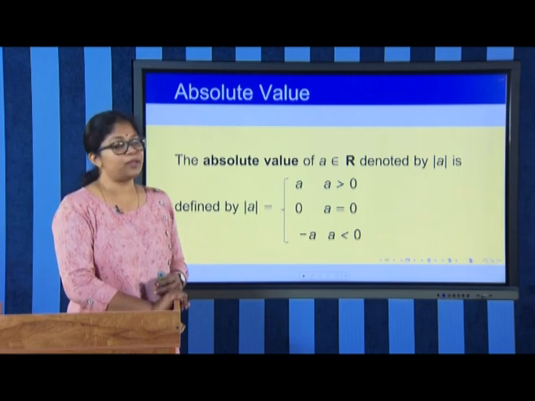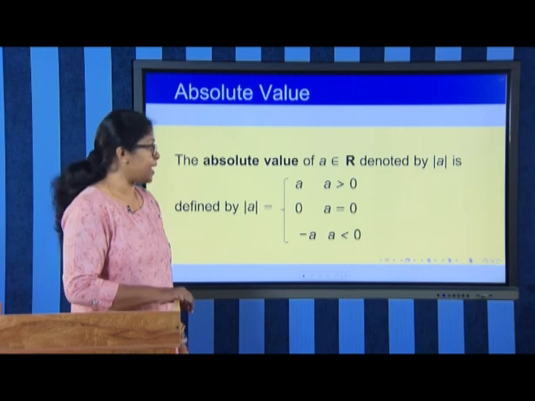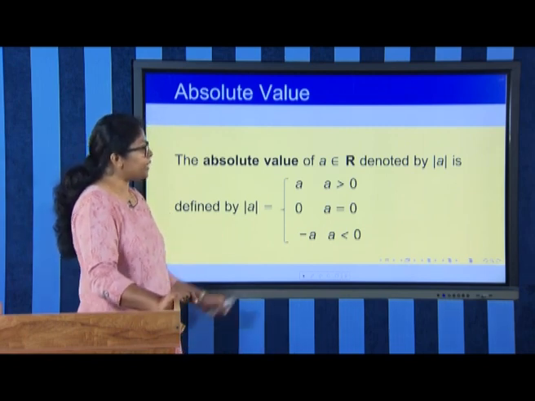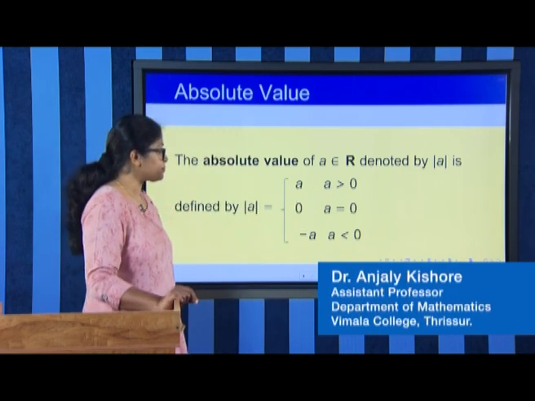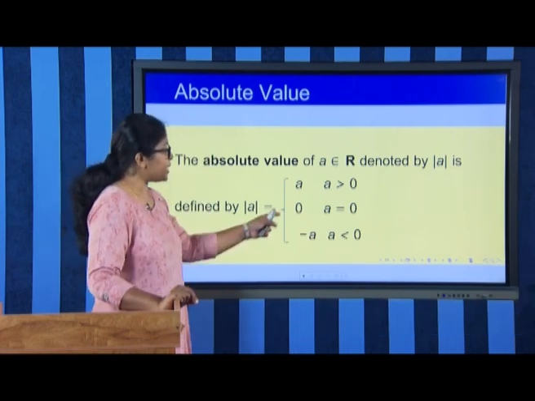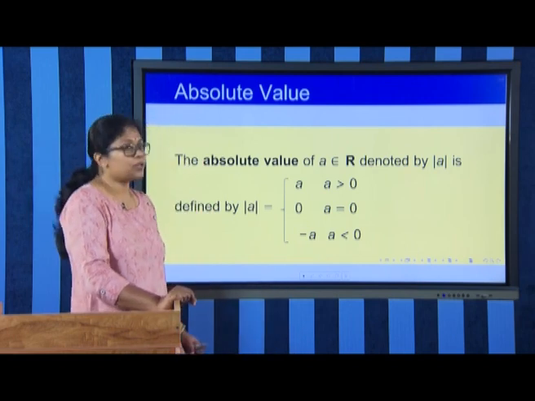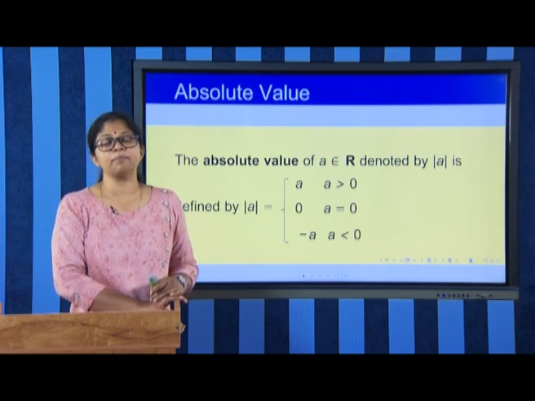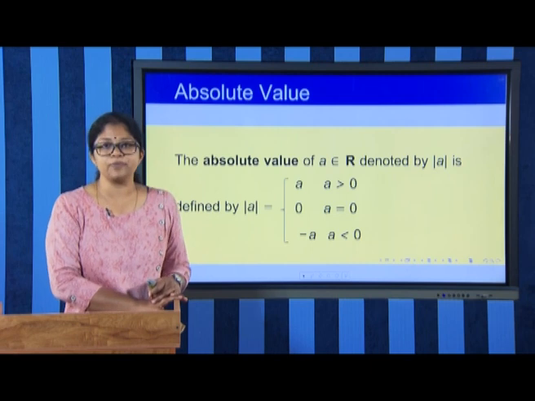The absolute value of a real number, denoted by modulus A, is defined as: mod A is equal to the number A itself if A is a positive real number, 0 if A is equal to 0, and negative A if A is less than 0. So, the concept of absolute value or modulus is nothing but the distance from the origin, or distance from 0.